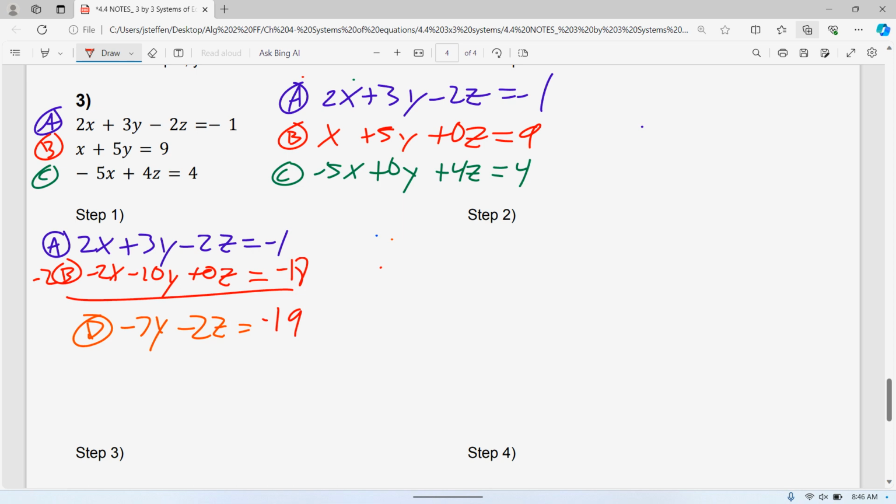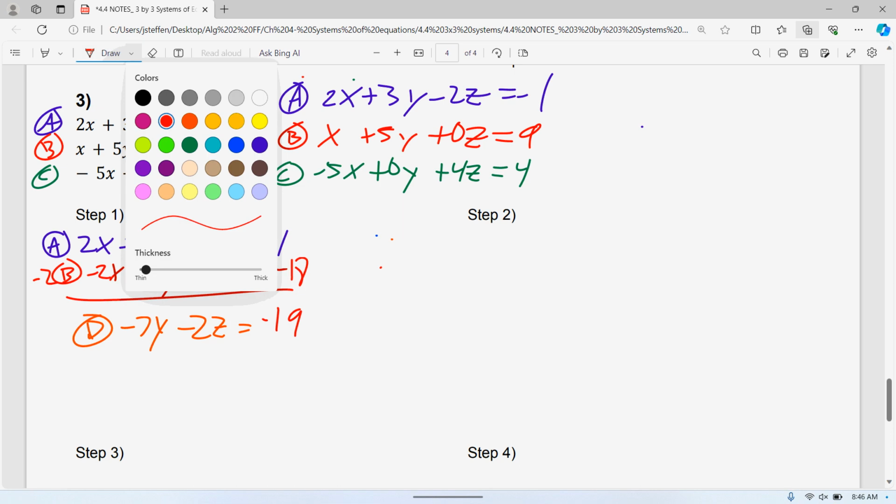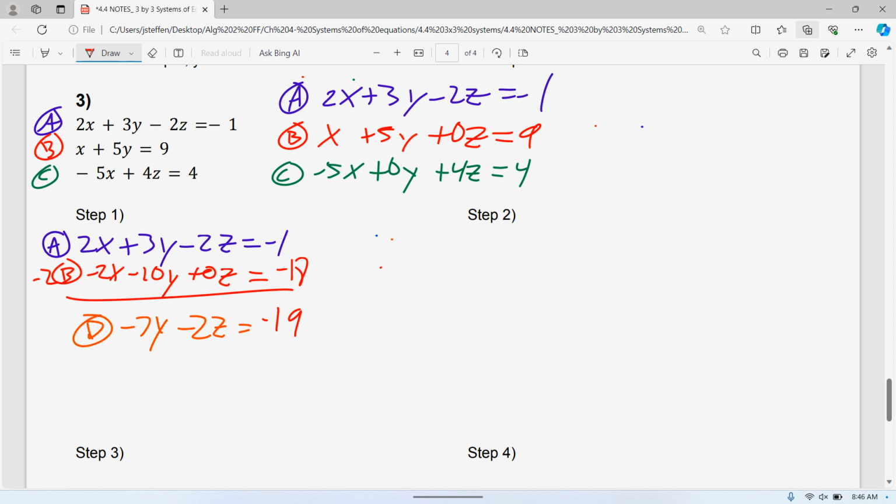Step 1, we had to cancel the x's. It's in every single one. Step 2, now it's the same thing as we've done before. In step 2, we have to cancel the same variable as we did in step 1. So, since we canceled the x's, we have to cancel the x's again. So I'm going to multiply my B equation by 5. 5x plus 25y plus 0z.